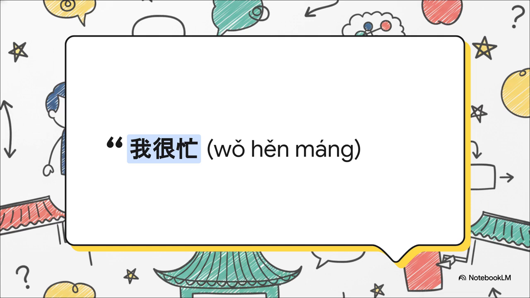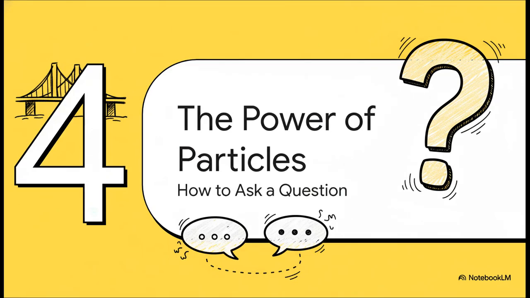我很忙. And another important tip: because its job here is more grammatical than semantic, the word hen is usually unstressed, almost neutral in tone. It's just a little connector word. This is the standard, everyday way to say, I am busy in Mandarin. So we can greet people and we can make a statement about ourselves.